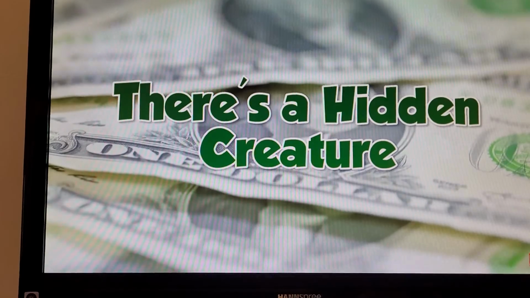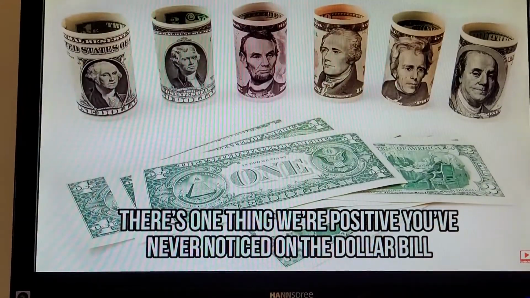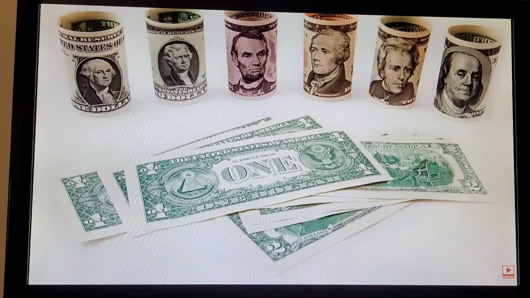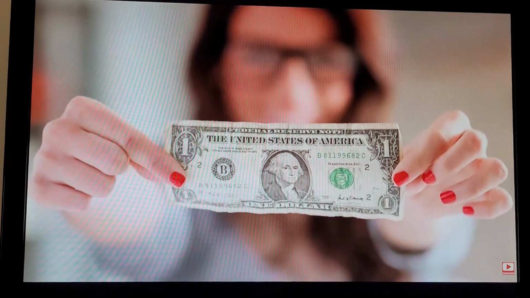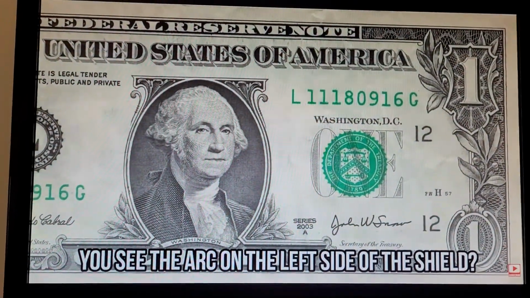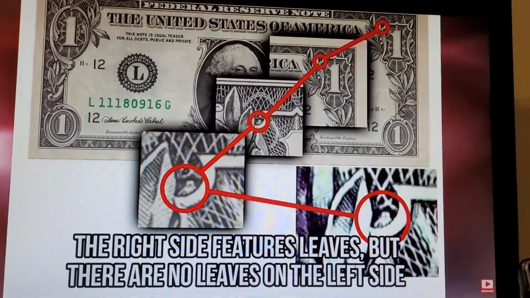There's a hidden creature. It's time to take out a magnifying glass because there's one thing we're positive you've never noticed on the dollar bill unless you studied it closely. Turn it to the front of the bill and get closer to the left edge of number 1. You see the arc on the left side of the shield? The right side features leaves, but there are no leaves on the left side.